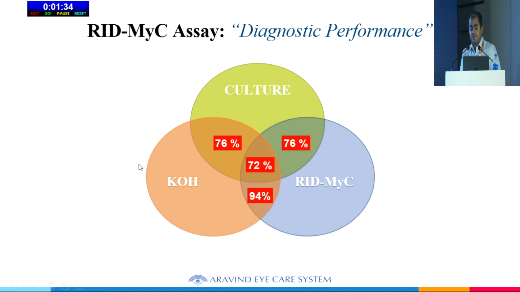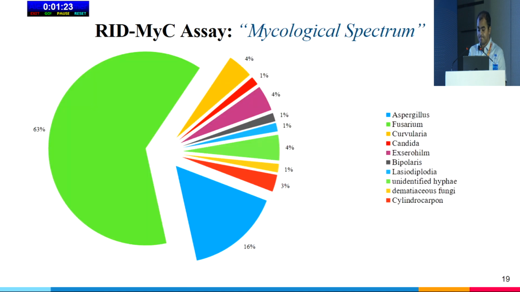The concordance of RHYTHMIC with culture was 76%, which was similar to the concordance between KOH and culture, and the concordance between KOH and RHYTHMIC was 94%. This shows the mycological spectrum of the species detected by the RHYTHMIC assay in clinical specimens. It was able to detect Aspergillus, Fusarium, Curvularia, Candida, Exserohilum, Bipolaris, Cylindrocarpon, and even dematiaceous fungi. We did not come across a species which was not detected with this assay.